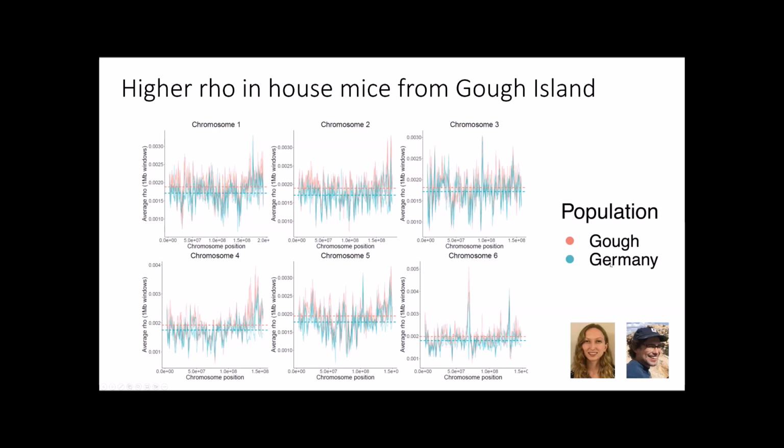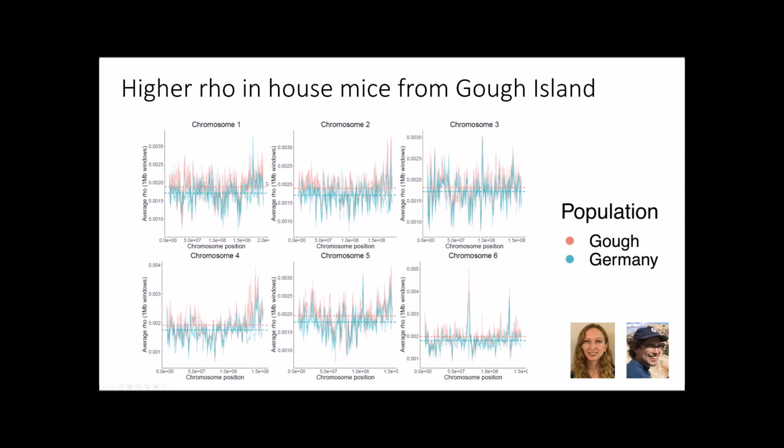In house mice from Gough Island, compared to our mainland population of Germany, these German sequences were collected by Bettina Haar. What we actually see is the opposite pattern, where there's a higher rho in Gough Island mice. And we've done statistical comparisons, and it's significantly higher in most intervals across the genome. You can also, by the way, see in these plots that there's a lot of heterogeneity in the recombination rate, indicating that there may be hotspots of recombination that we know to exist in house mice. But anyway, white-footed mice so far are showing a lower rho in islands, whereas house mice are showing a higher rho on Gough Island.